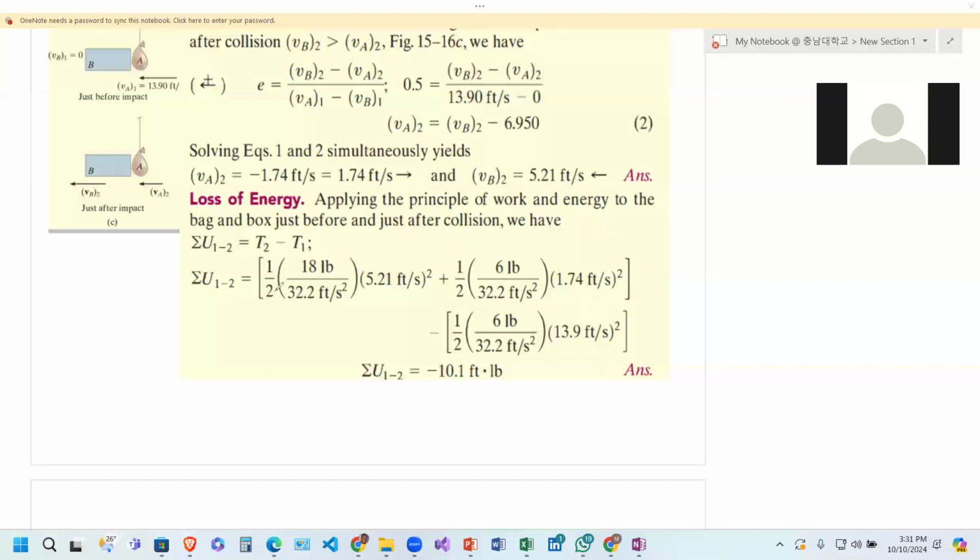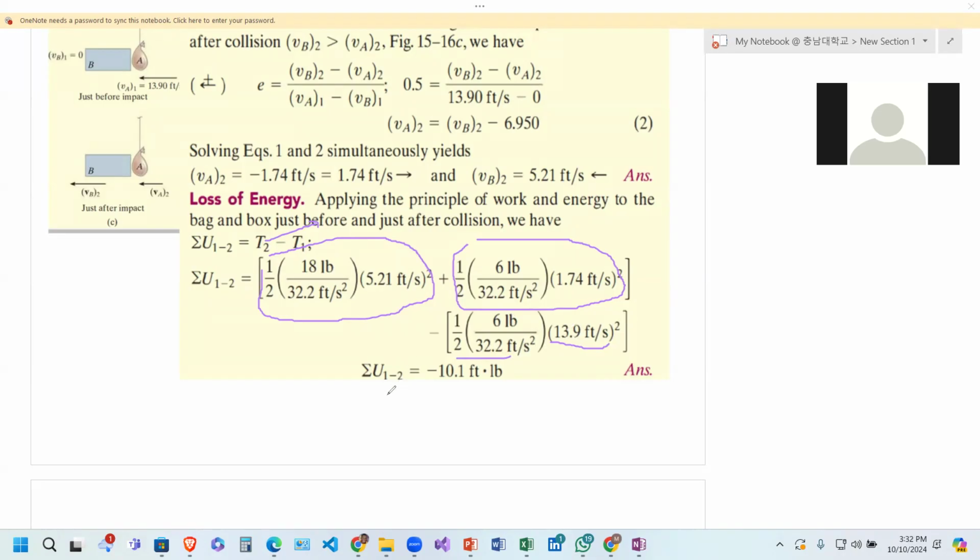Let's continue. We're talking about energy loss, and we were getting the kinetic energy. So now we're getting the kinetic energy for the box right here, plus the kinetic energy for the bag. That is our T2. Minus, now we are going to get the T1, which is the initial kinetic energy. Remember, the box did not have any velocity. That means that its T1 is 0. So we're only going to include it for the bag. So that's why we have a half, 6 over 32.2 times its initial velocity, which is 13.9. But remember, this is a half mv squared, so that will be squared.